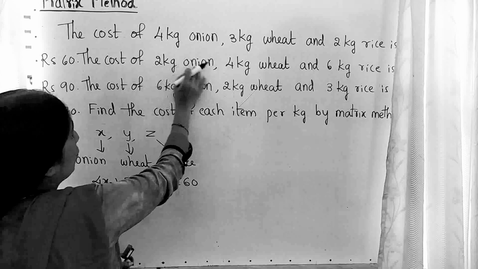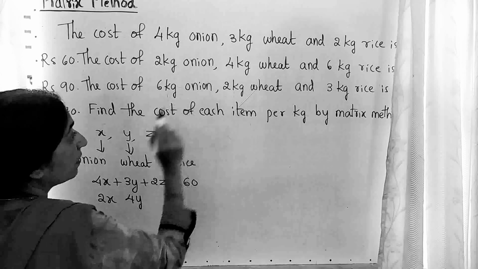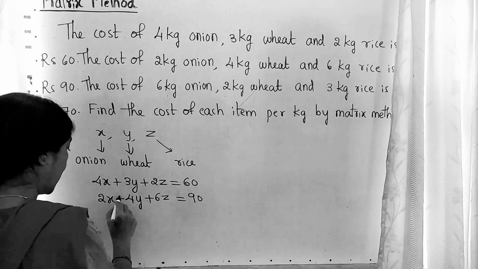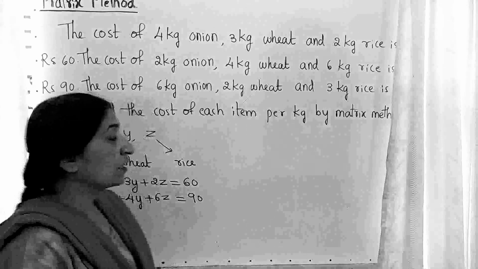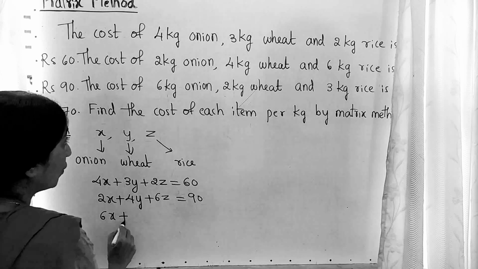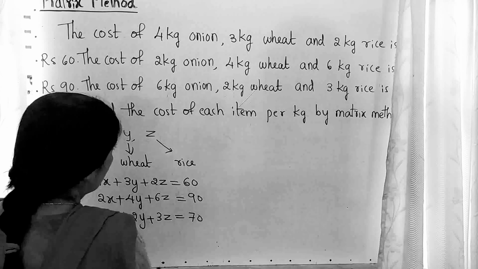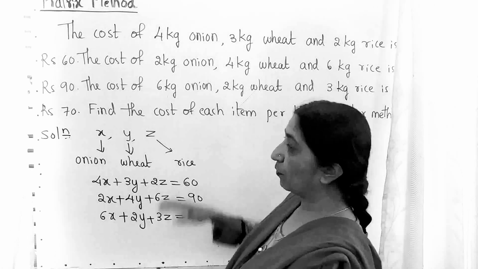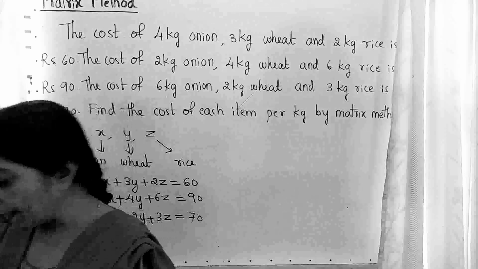The cost of 2 kg onion, 4 kg wheat, 6 kg rice. That's total cost is 90 rupees. That means we are adding. Total means what? All together we are paying that much rupees to the shopkeeper. Next, the cost of 6 kg onion, 2 kg wheat and 3 kg rice is 70 rupees. That means we represented the problem in the form of equations, and it is clearly mentioned you have to solve this by matrix method.